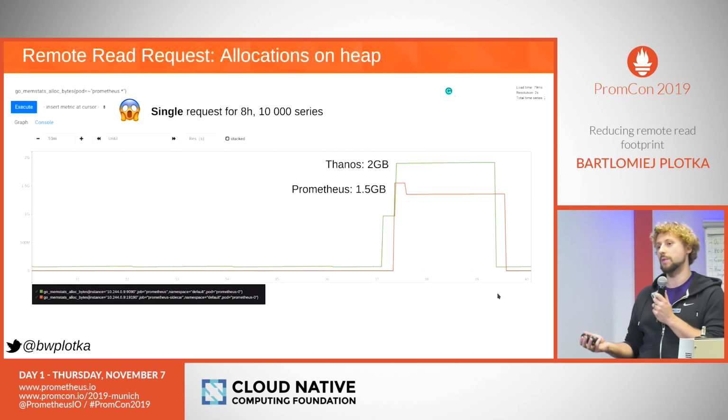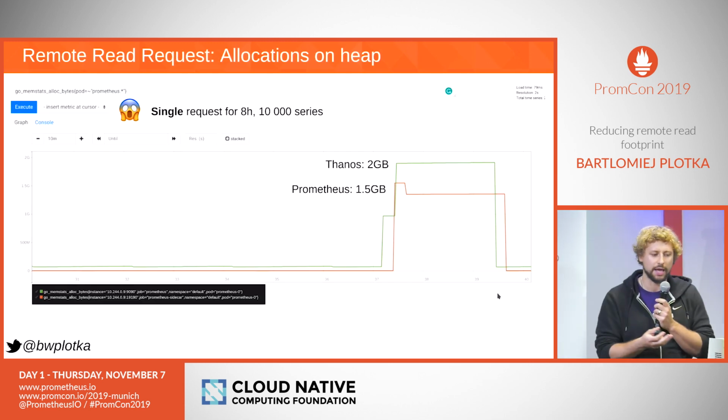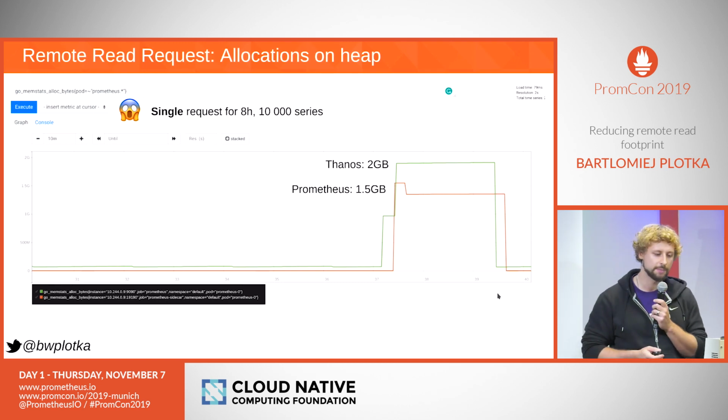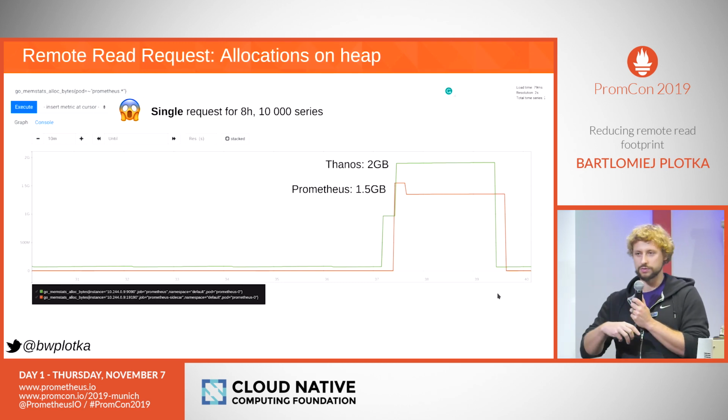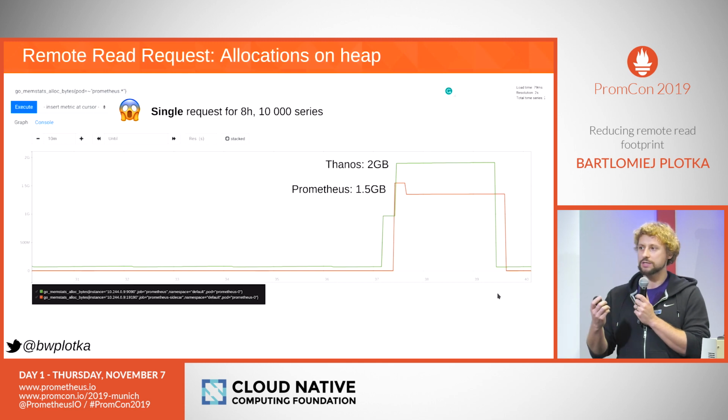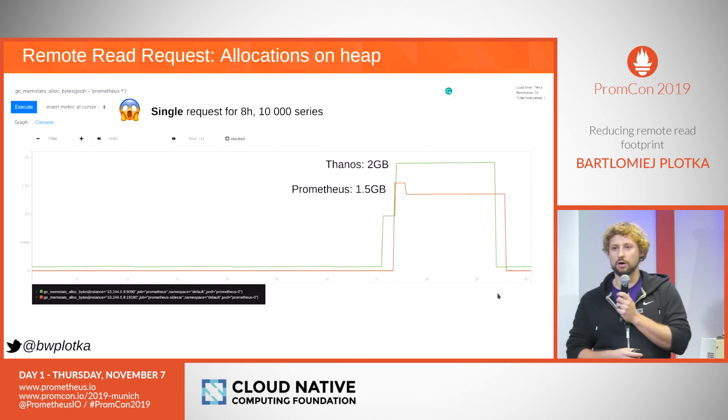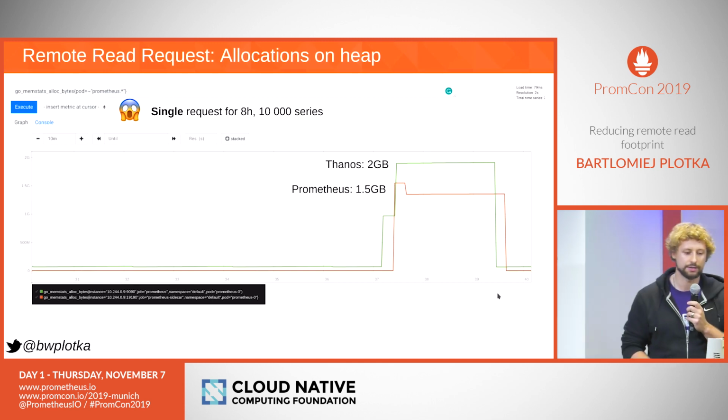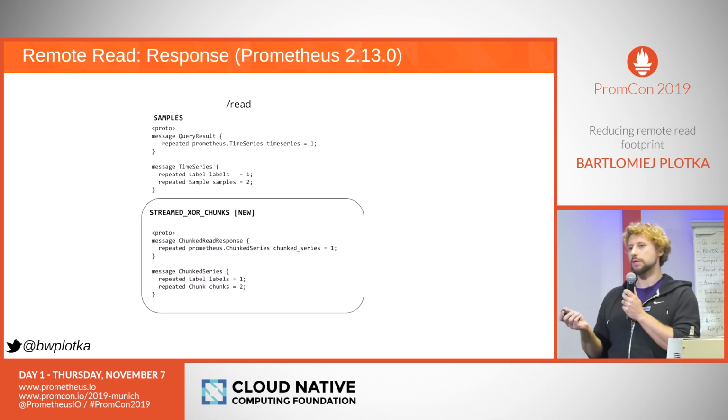So what's the outcome? We use an excessive amount of resources. For example, for 8 hours and 10,000 series, both Prometheus and Thanos were using a lot of memory, mainly because they have to buffer all the raw samples on both the client and the server side. Now, what did we do to improve that?